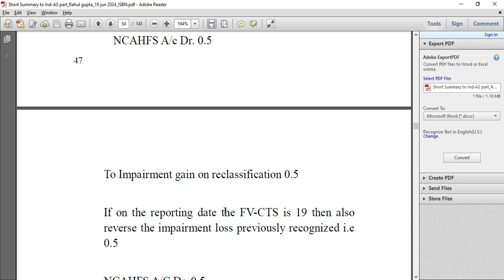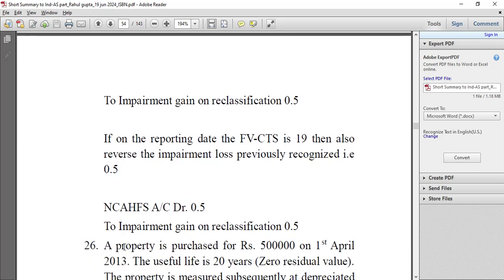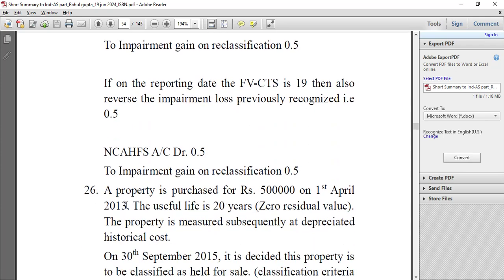If on the reporting date the fair value less cost to sell is 19, then also reverse the impairment loss previously recognized, that is only 0.5 lakhs. That is NCHFS account debit 0.5 to impairment gain on declassification 0.5.